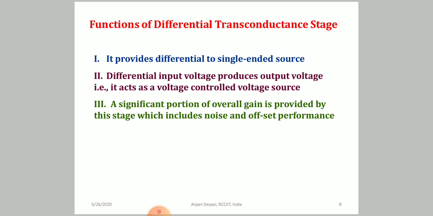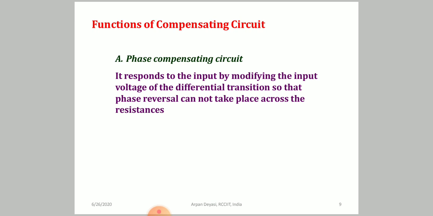Next I am coming to the compensating circuits, and first I will discuss the phase compensating circuit. It is a circuit which responds to the input by changing the input voltage of the differential transconductance stage. Why? So that phase reversal cannot take place. You don't want any phase change in that case, or if that occurs, it should be transferred back to the original case, and that's very important for a phase compensating circuit.